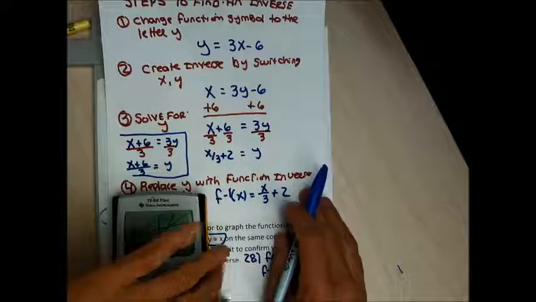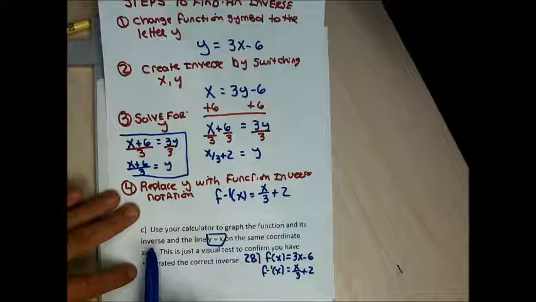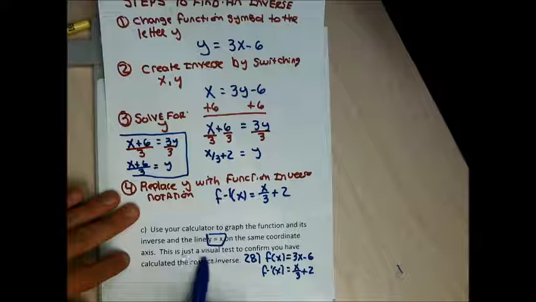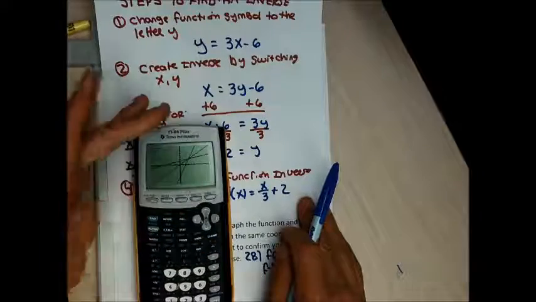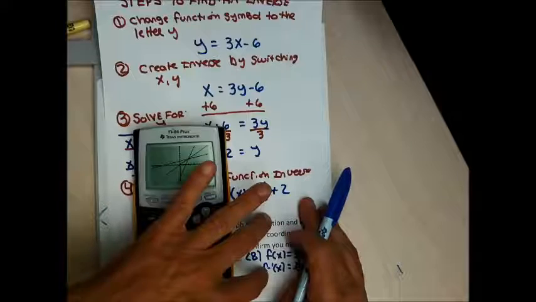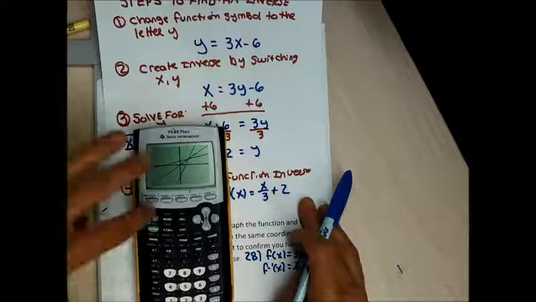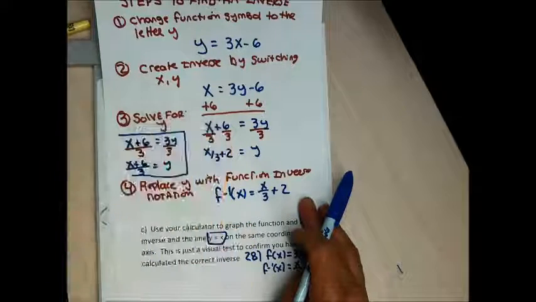So that's what part C of 28 asks me to do. It says, use your calculator to graph the function and its inverse and the line y equals x on the same coordinate system. This is just a visual confirmation that you calculated the correct inverses, because inverses should be mirrored images across that line that goes through the origin. There's nothing to write down for part C. This is just for your peace of mind. Just go, hey, I think I have the right answer because the graph seems to have a mirrored image across that line y equal to x.